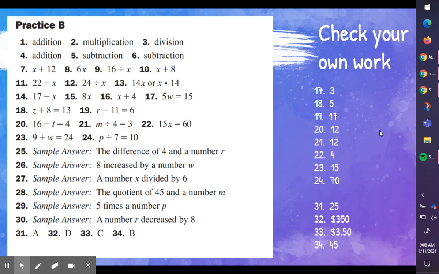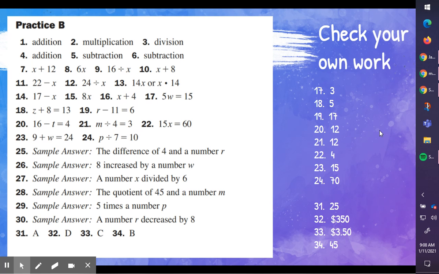Yeah, I just had a student come up and ask for number 7, what if I wrote 12 plus x? That's okay. That is the commutative property of addition. No matter which order you add, you're going to get the same answer. Same thing happens on number 10. If you put 8 plus x, that is okay.